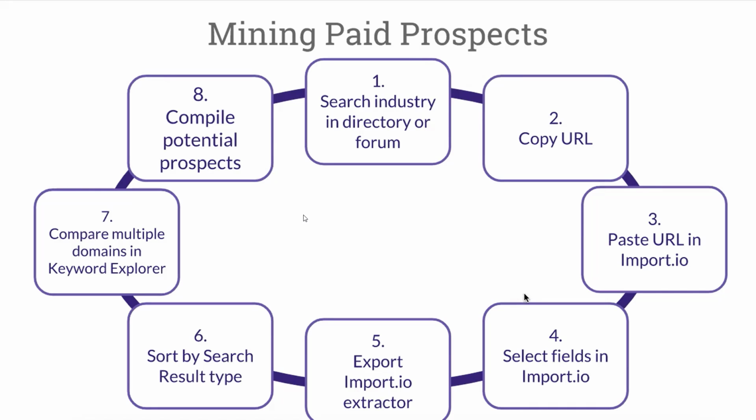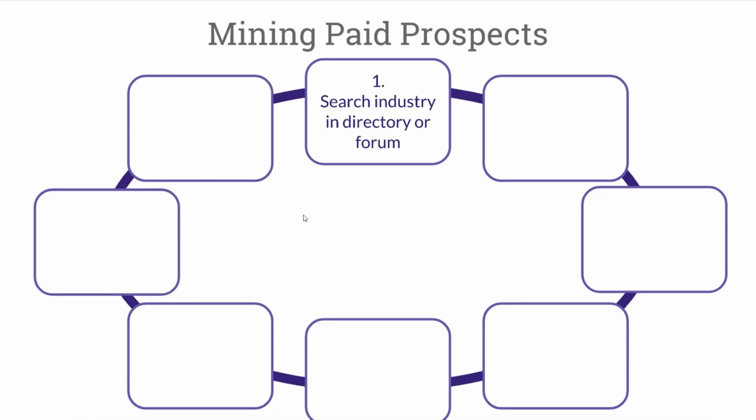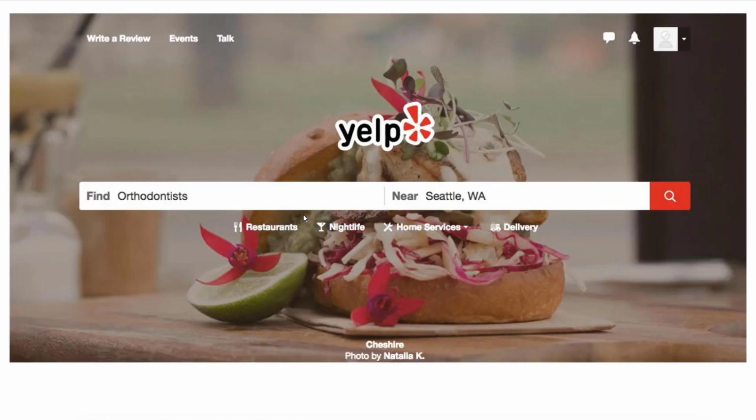We'll then select which fields we'd like to analyze, and then export that data to a CSV. We'll then sort that CSV so that we can sort by search result type, and then we'll take some of the data from that CSV, plug it into Keyword Explorer, and then compile some potential prospects. As I said, we're going to go through each step one by one. So let's start at step 1, which is searching an industry in a directory or forum.